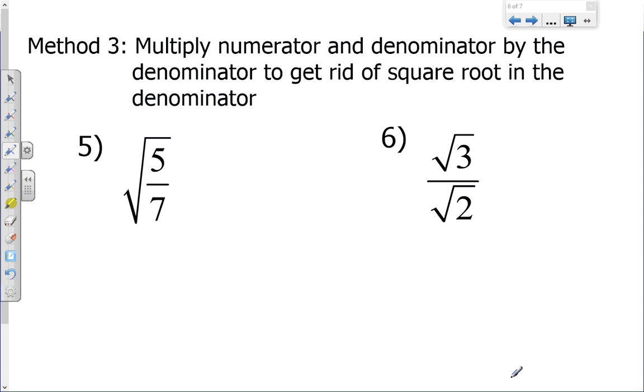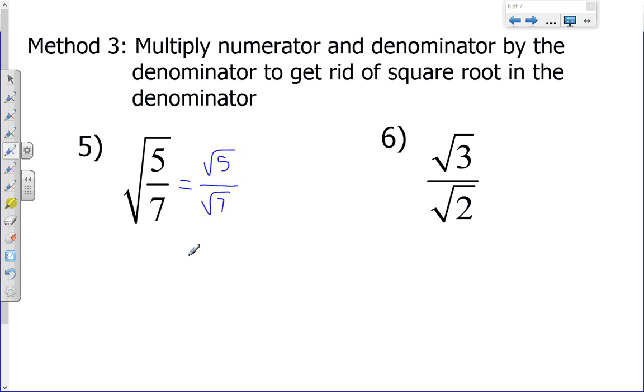So I'm going to start off by asking that first question. Is 7 a perfect square? No. Does 7 divide into 5? No. So I still have a fraction underneath my radical. I can't have that. So you're going to take that fraction and split it up into square root of 5 over square root of 7. We're going to make 2 separate radicals.